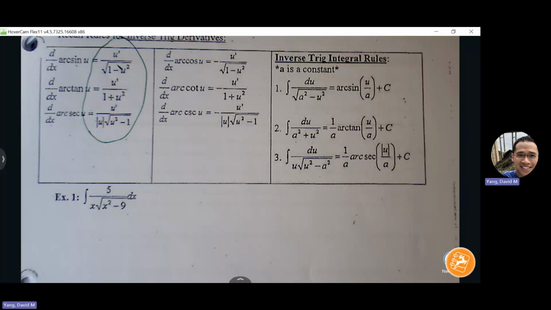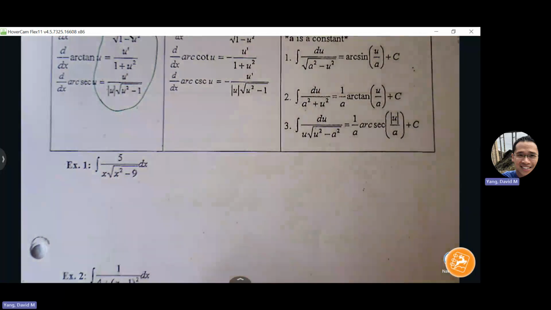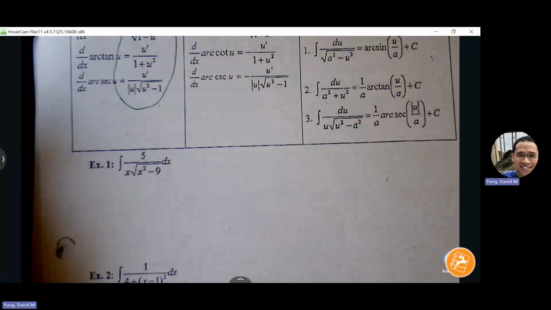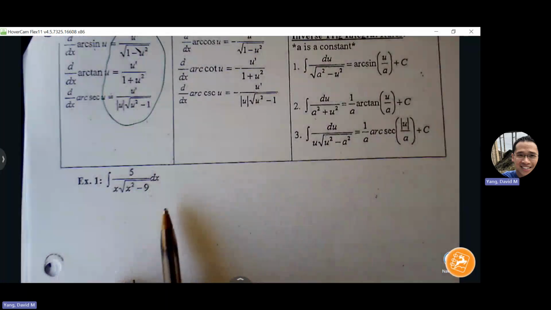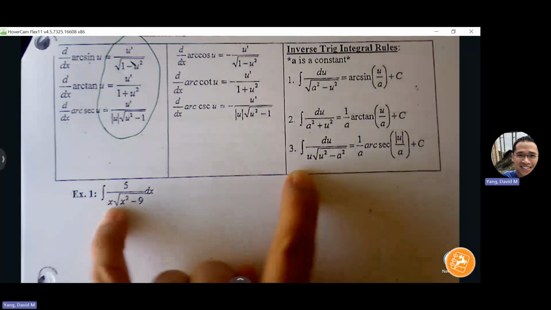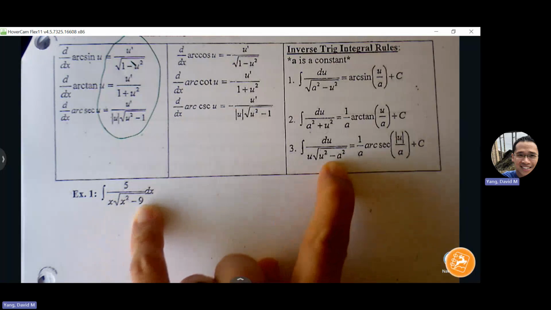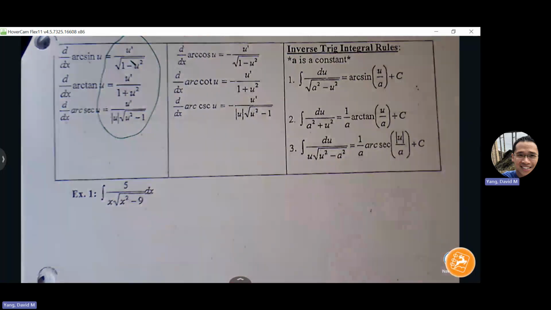Okay, so let's try some of these examples here. Number 1, we have the integral of 5 over x times the square root of x squared minus 9. If we're matching the rules here, this looks like a best fit with the third one, because we see something outside and we see variable followed by a constant. So we're going to target this 1 over a arcsecant of u over a plus c.